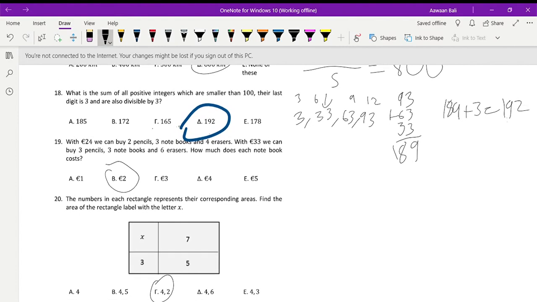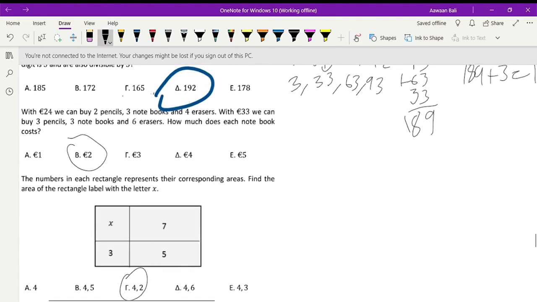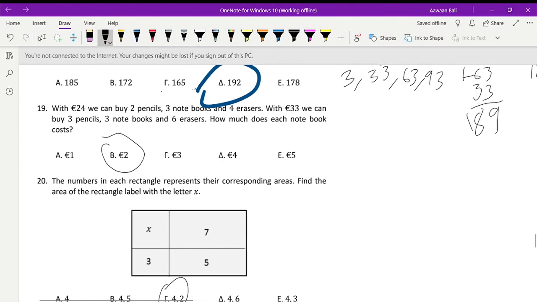Now I'm going to use a substitution method, but before I do that, I'm going to do this method. So I'm going to just subtract them so I can find an equation that I can substitute first.